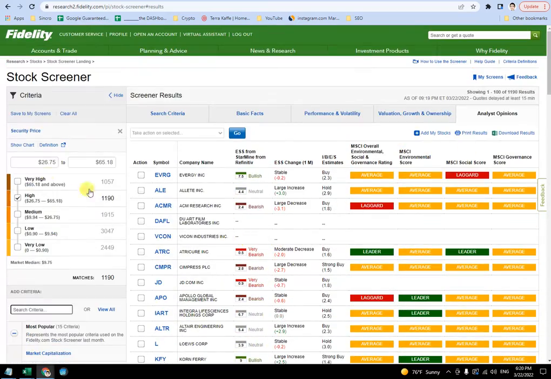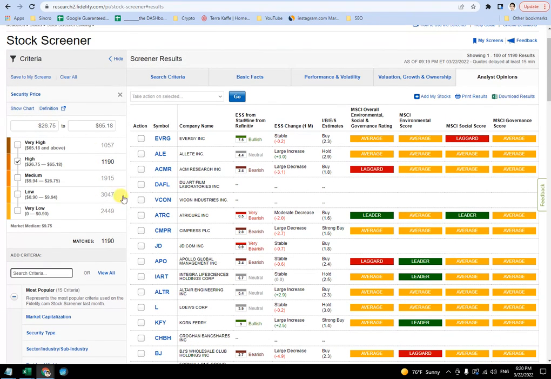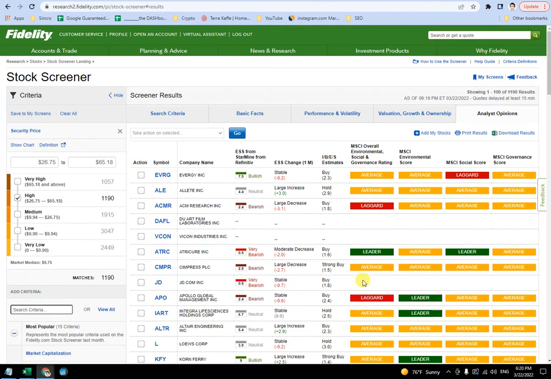So again, we're just looking at the price in the stock screener here, security price, and you get all that information from just this. Hope that helps. Again, this is the Fidelity Stock Screener, focusing on just the security price or the stock price to understand the different stocks.